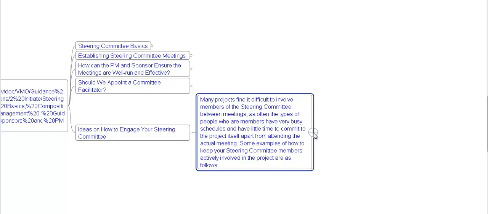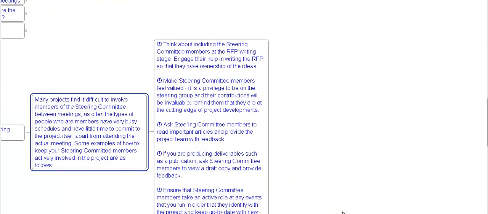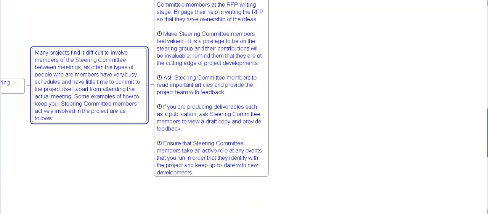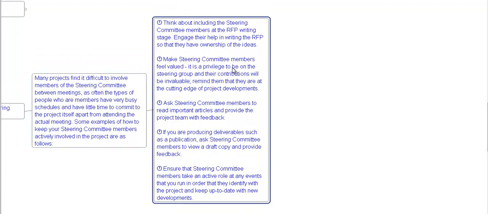Think about including the steering committee members at the RFP writing stage. Engage their help in writing the RFP, request for proposal, so that they have ownership of the ideas. Make steering committee members feel valued. It is a privilege to be on the steering group and their contribution will be invaluable. Remind them that they are the cutting edge of project developments.